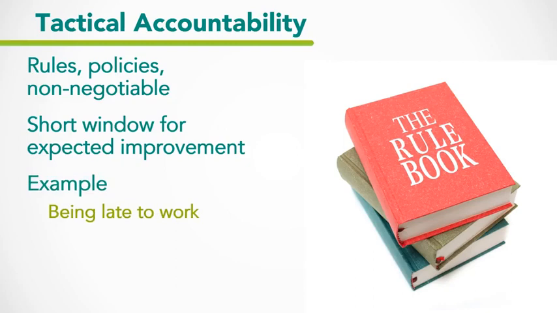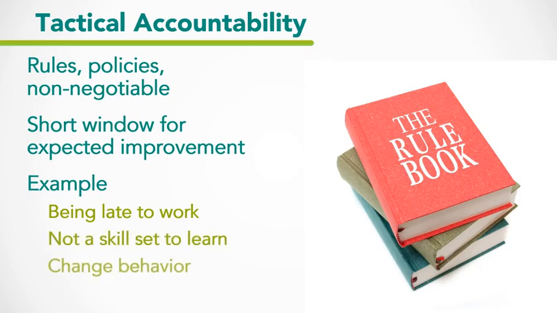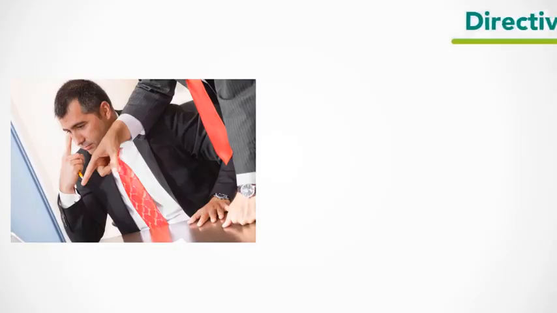You have scheduled work hours. You're supposed to be in the office at 8. You're not supposed to go home till 5. If an employee continually comes in at 8:30 or 9, that's a tactical accountability conversation. That's a, hey, you've been here late 4 times this week. It has to stop, right? There's a short window of improvement time. We don't think that's a big skill set that someone has to learn. That's just get better. Come to work on time, right?